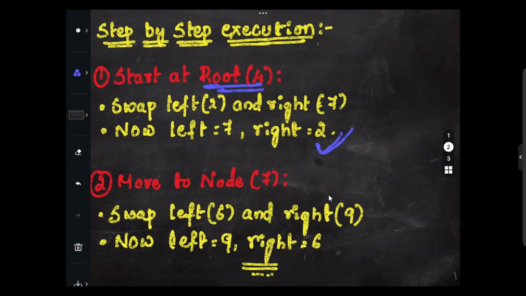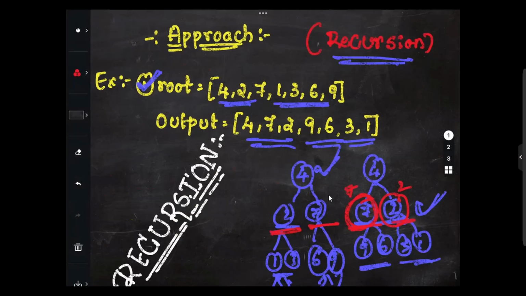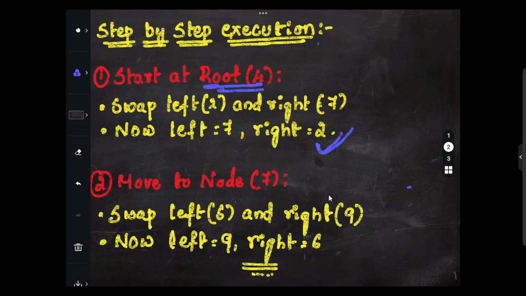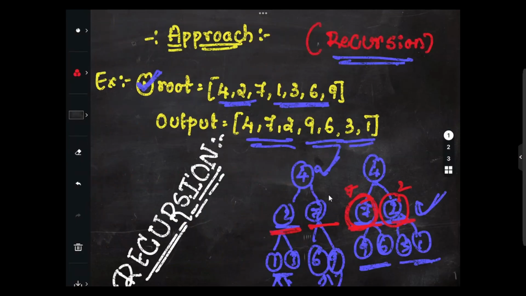So we will swap 6 and 9, which means left and right. In this case, for 7 the nodes get interchanged, right, along with the child nodes. For node 7 we have subnodes, this one 6 and 9. When we swap 6 and 9, left will be 9, right will be 6, means 9 and 6 it will be.